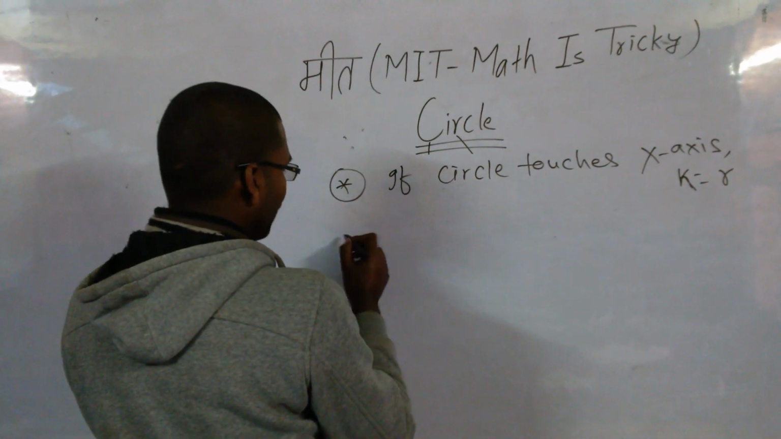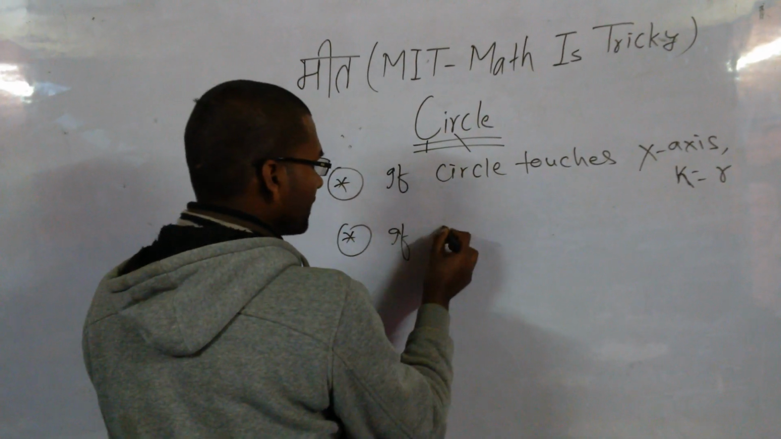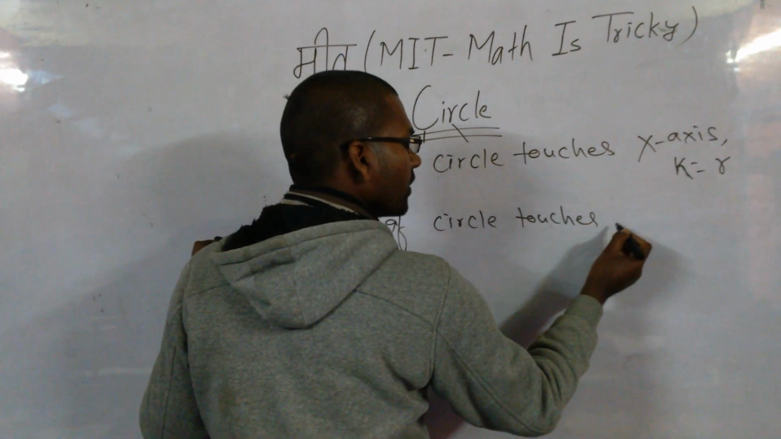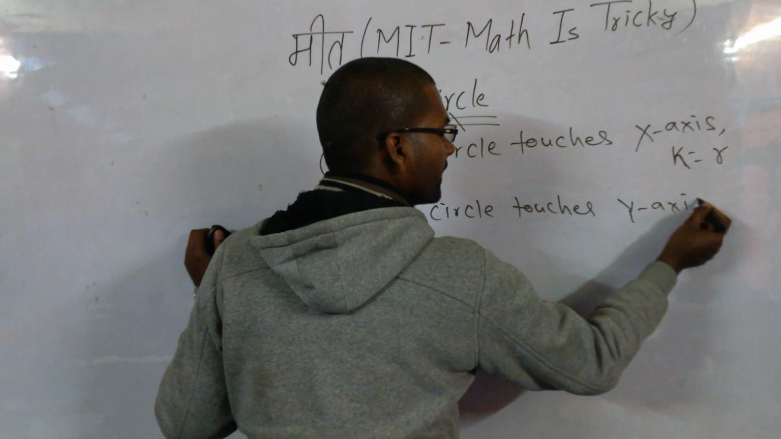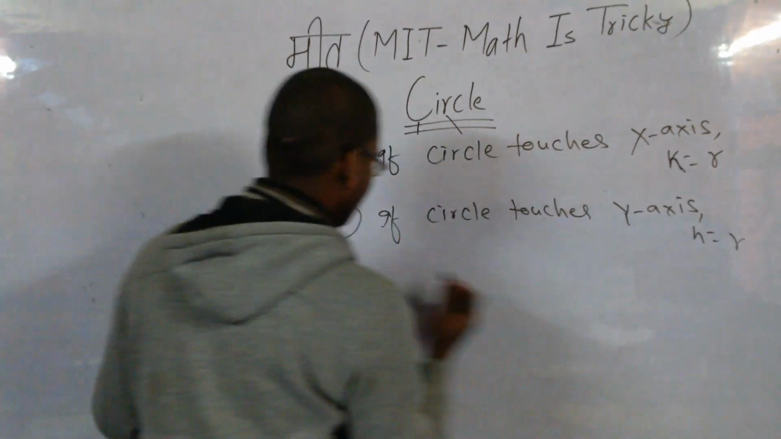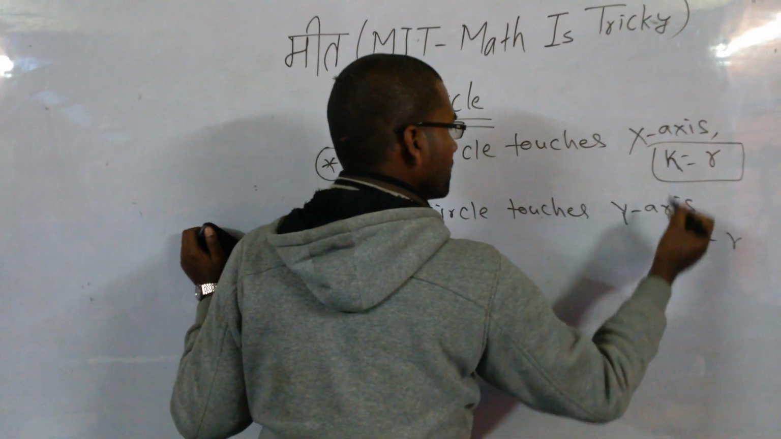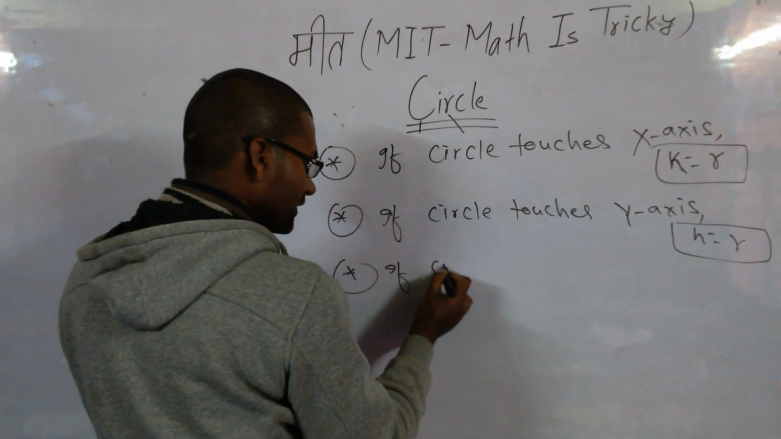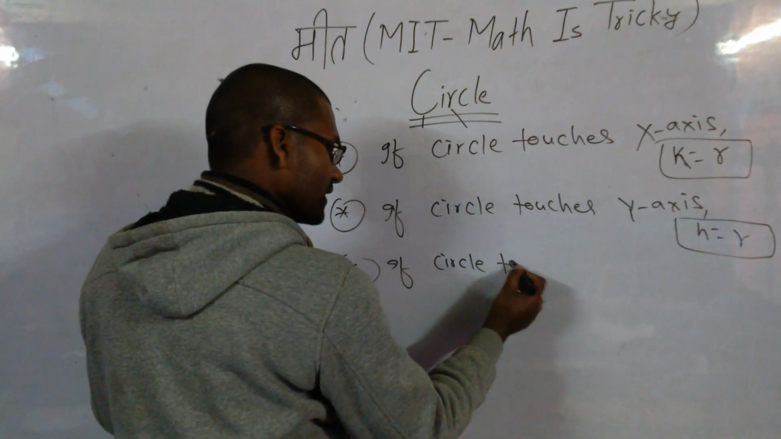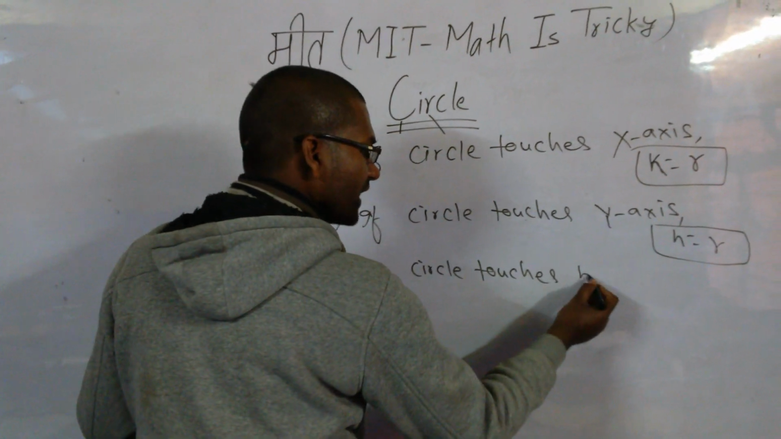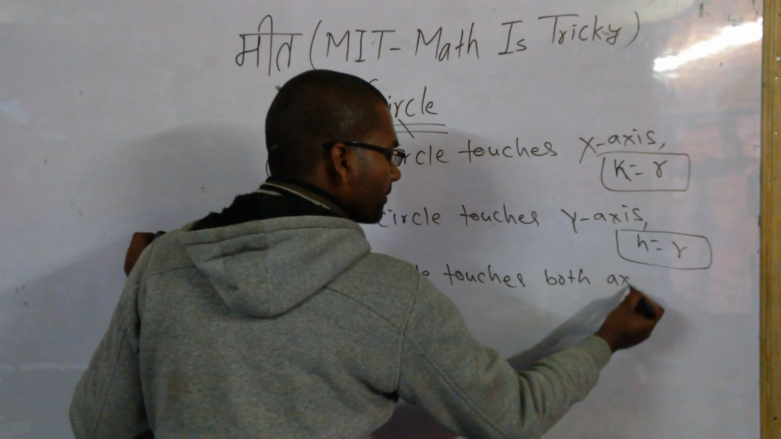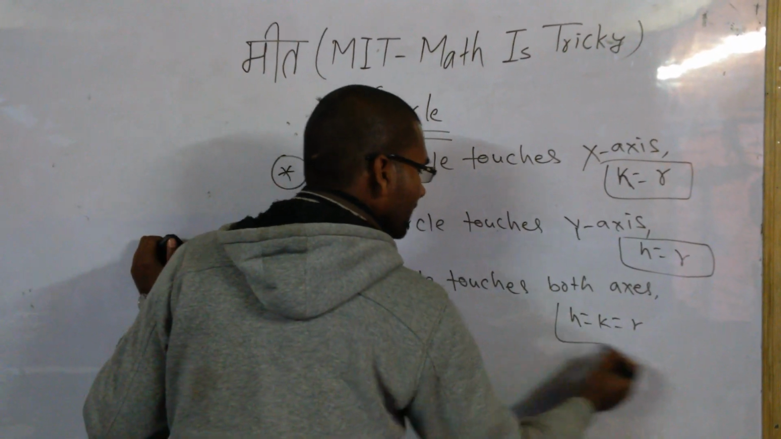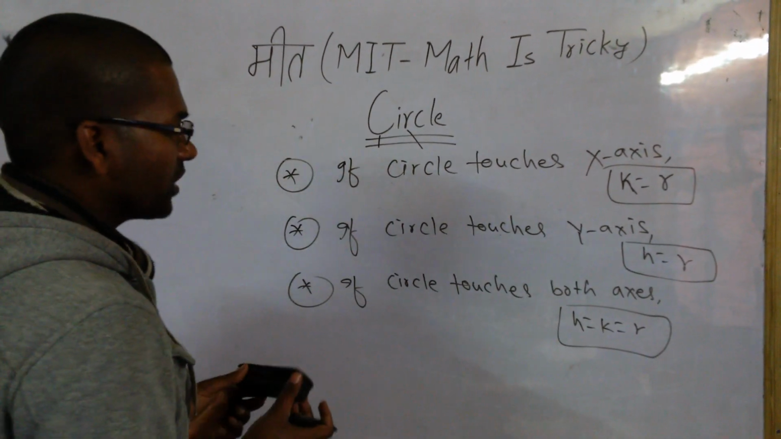Okay. The second point you remember: if the circle touches the y-axis, then you have to put there h equals r. Then remember this condition, sometimes it will be used to solve the problem. Third point: if the circle touches both axes, it means you just combine this, h equals k equals r. These are the points.